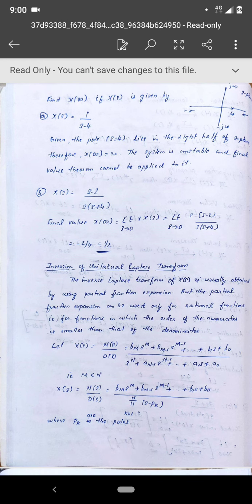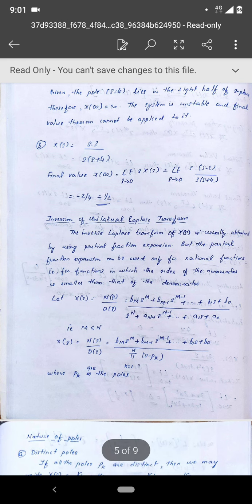So we can apply it here. What is x of infinity? That is the limit s tends to 0 of s into X of s. The s gets cancelled, and we apply the value s is equal to 0 there. So what happens? It is nothing but minus 2 by 4, that is minus 1 by 2.